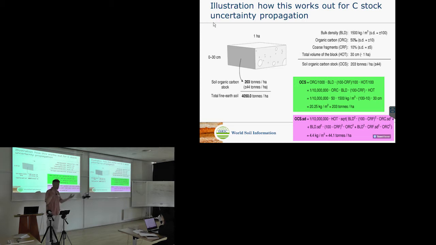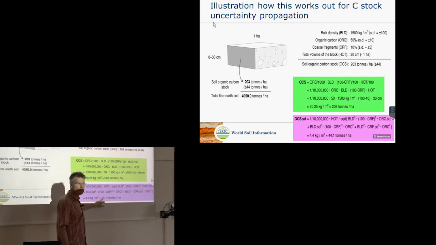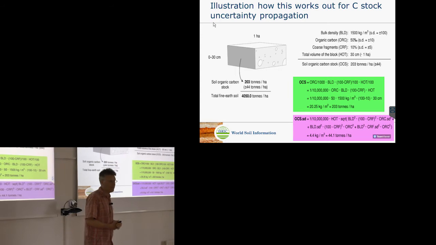We will do both during the computer practical. But this is how that mathematical equation works out for this example where we multiply three properties. And then we would find for this specific example that the uncertainty about the organic carbon stock is 44 ton per hectare, which is relatively small compared to the predicted value.